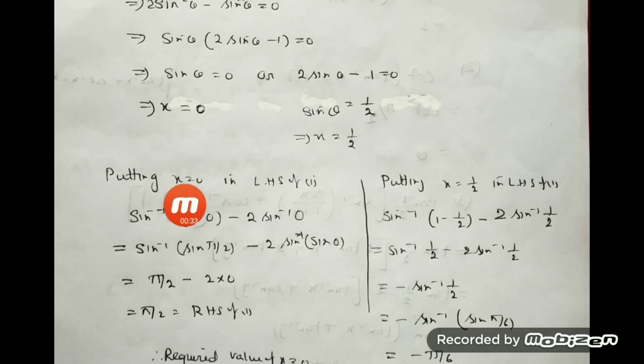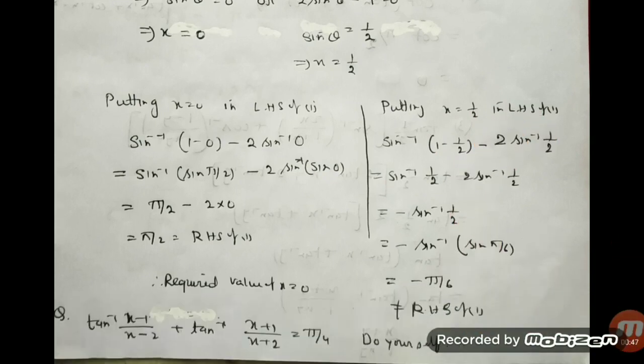On the left hand side, when I put x equal to 0, it gives you sin inverse of 1 minus 0, 2 sin inverse of 0, and doing the calculation we got pi by 2. When we put x equal to half on the left hand side, the calculated value is minus pi by 6, which is not equal to the right hand side. So the required value is equal to 0.